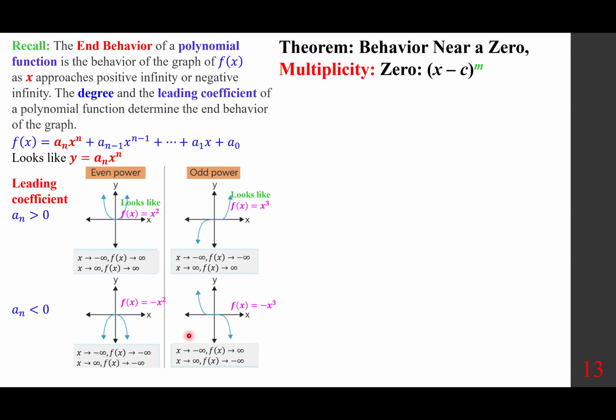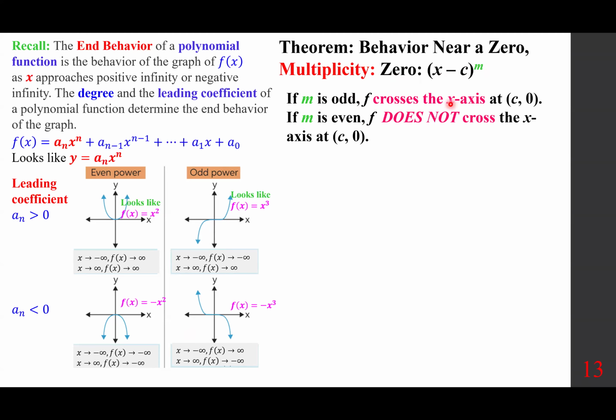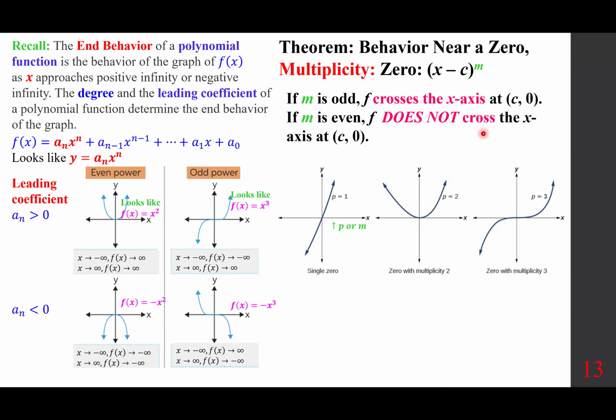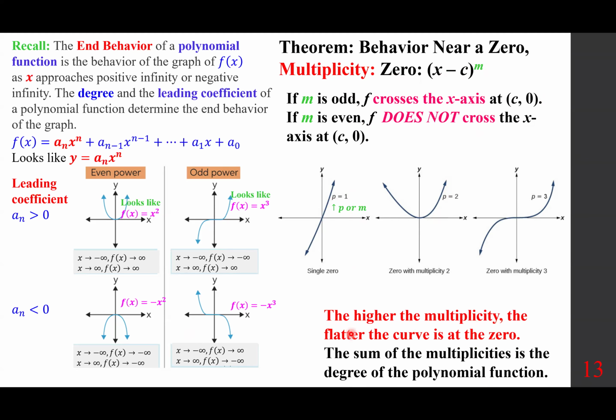Behavior near a zero, multiplicity of a zero, in this case x minus c to the power of m is m. If m is odd, f crosses the x-axis at c. If it's even, f can't cross the x-axis at c. By the way, p or m, depending upon the text, it crosses, but this one it can't. Also, the higher the multiplicity, the flatter the curve is at the zero. The sum of the multiplicities is the degree of the polynomial function. So I wanted to remind you of this stuff, so when we graph, it makes perfect sense to you.